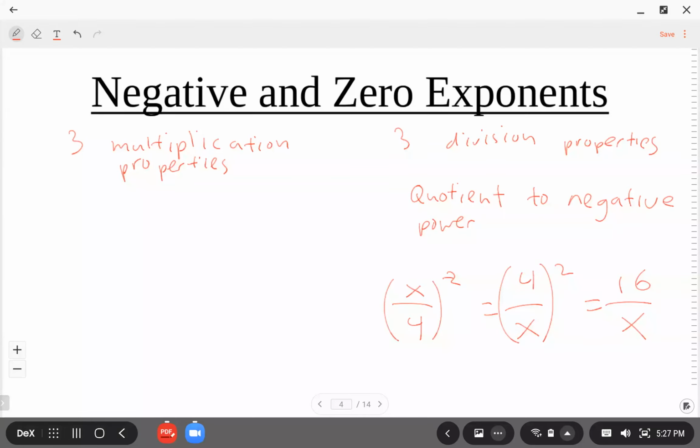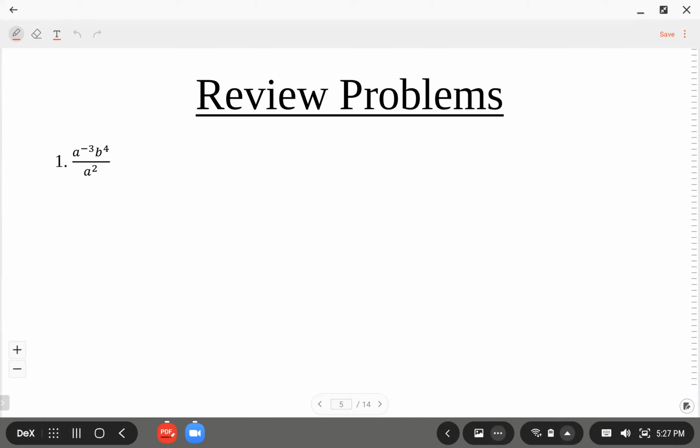Or there's another method, okay? You can just solve it while it's flipped. Solve this, and take out the negative, and then once you're done, you can flip it. Basically the same process. I don't care how you do it. You will get the same answer. Anyways, let's move on to some review problems.